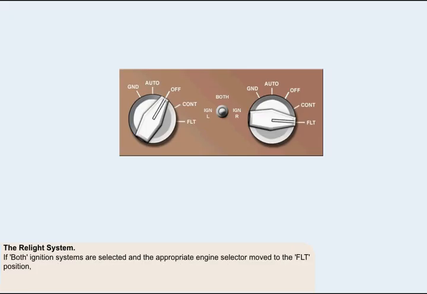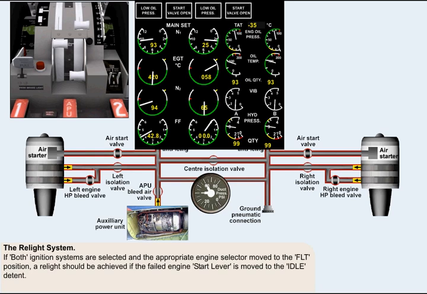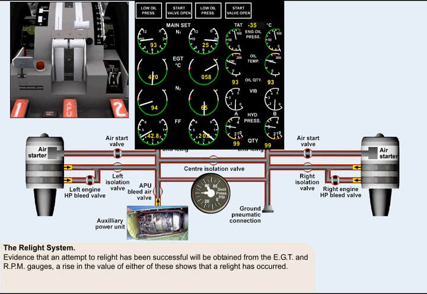On this aircraft, if both ignition systems are selected and the appropriate engine selector moved to the flight position, a relight should be achieved if the failed engine's start lever is moved to the idle detent. Evidence that an attempt to relight has been successful will be obtained from the EGT and RPM gauges. A rise in the value of either of these shows that a relight has occurred.